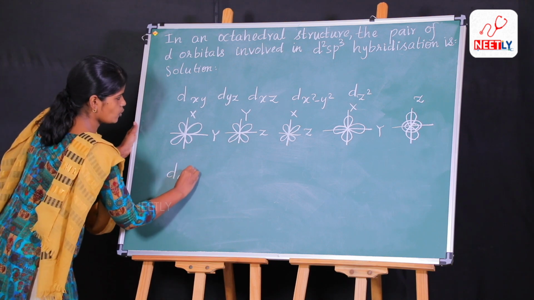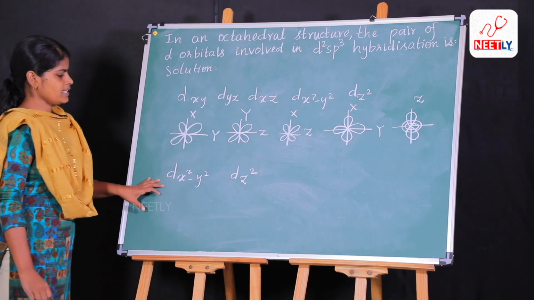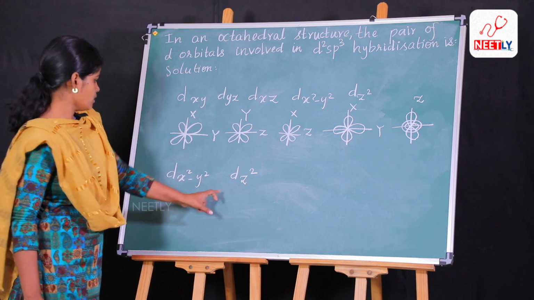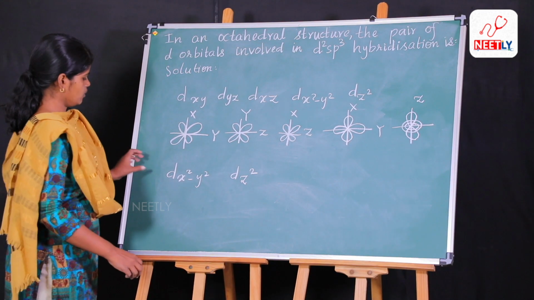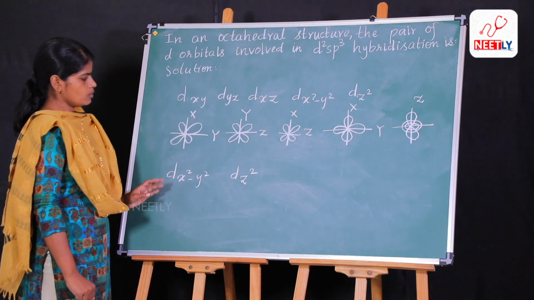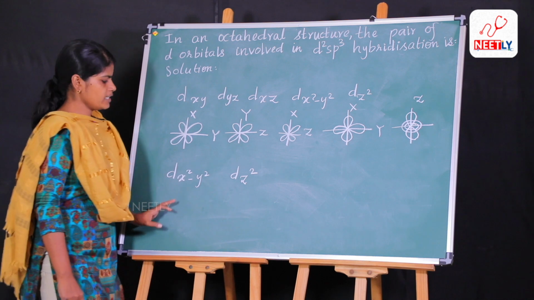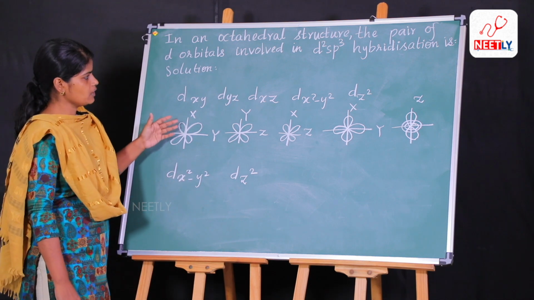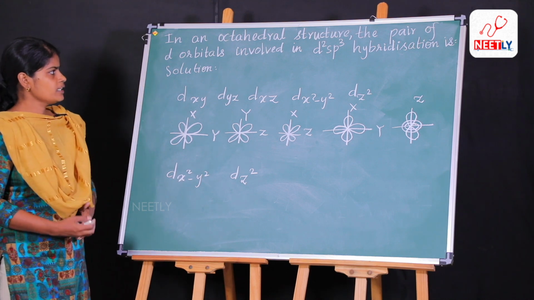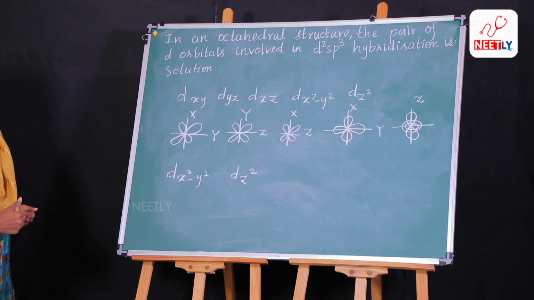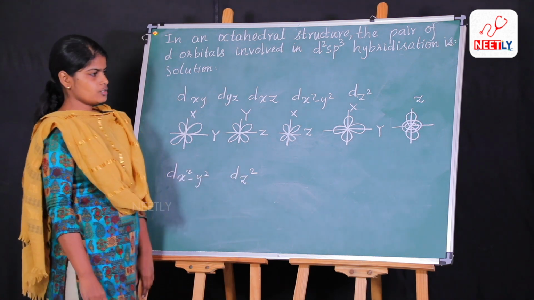So for dx square minus y square and dz square orbitals, since these 2 orbitals have their lobes directed along the axis, the extent of overlap with s and p will be higher. So, the answer: in an octahedral structure, the pair of d orbitals involved in d square sp3 hybridization is dx square minus y square and dz square. So, this is the answer.